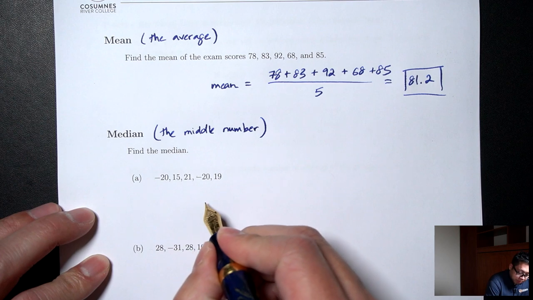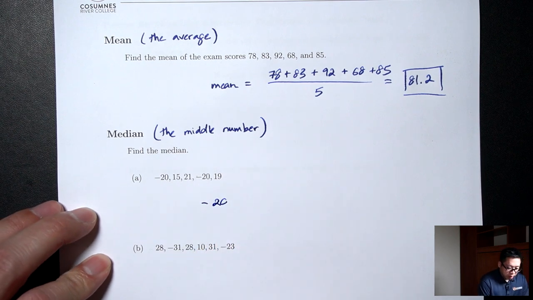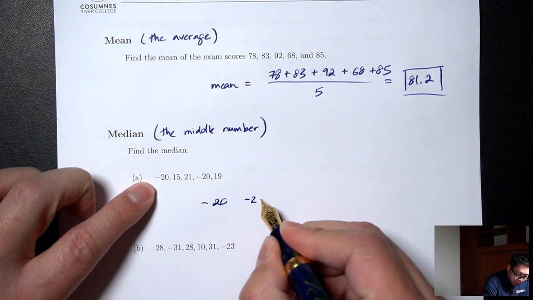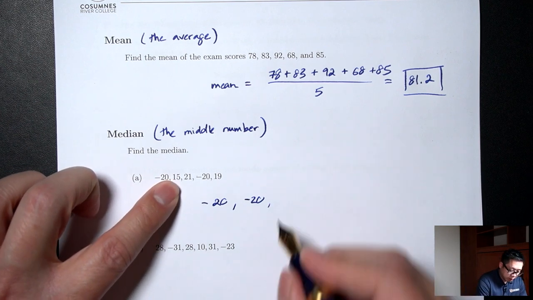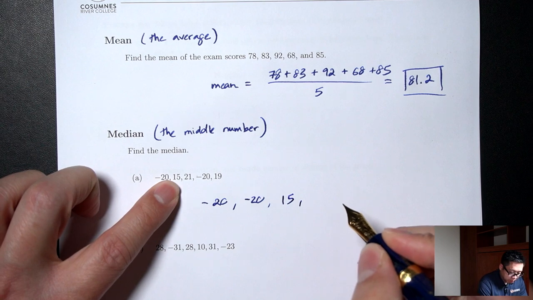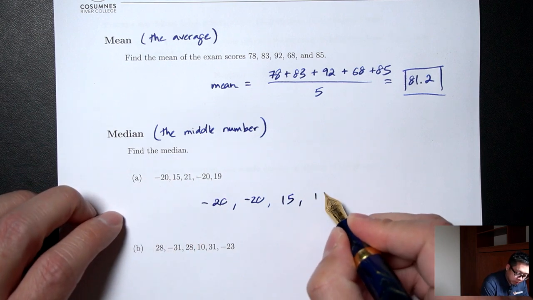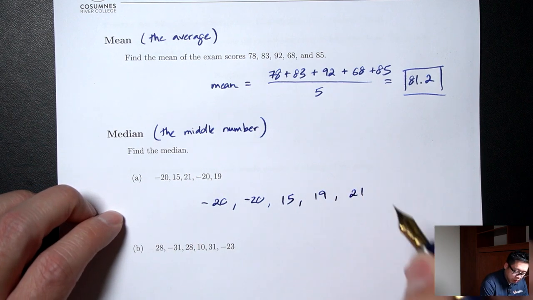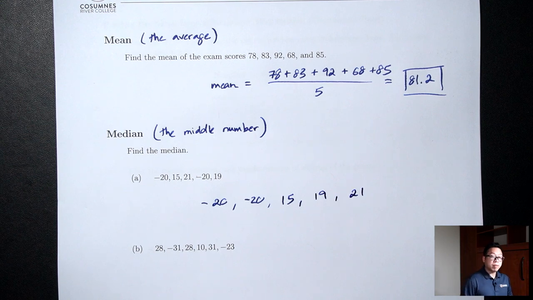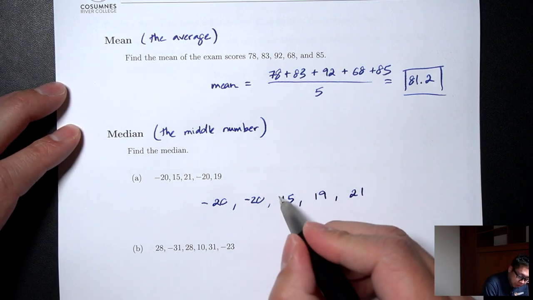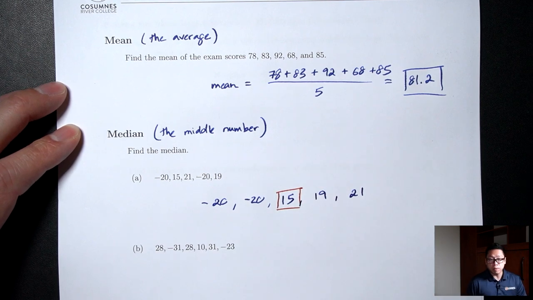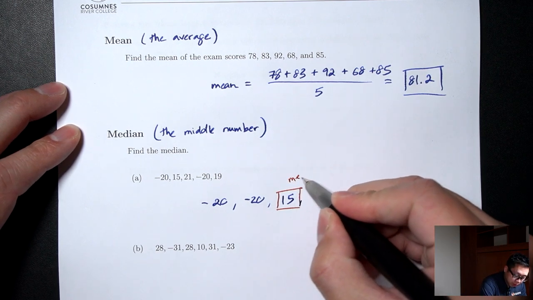Negative 20. And then I have another negative 20. What's next? 15. 19, and then the 21. Put the data in order. Once you have the data in order, the median is just a number that's in the middle of the list. And here, the number in the middle of my list is the 15. So 15 is the median.